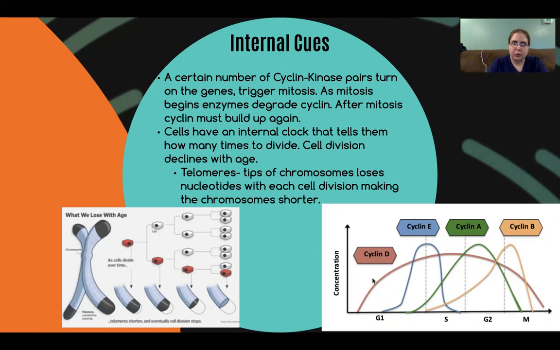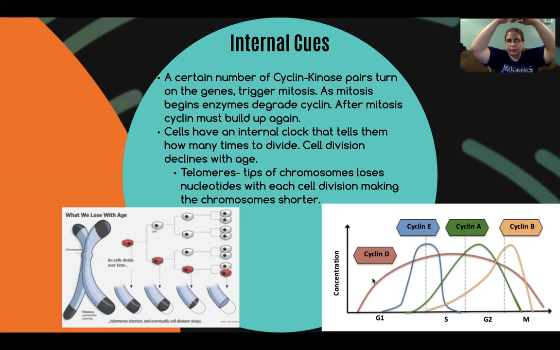So then as mitosis begins, you have the enzyme kinase breaking down cyclin. So pretty much what's going on is you have this molecule called cyclin. It gets made and the concentration of it builds up. When it reaches a certain level, that activates certain genes, it turns them on to create something called kinase, which is an enzyme.